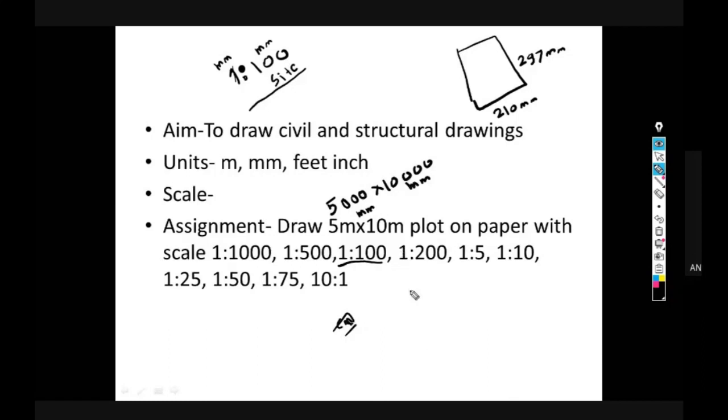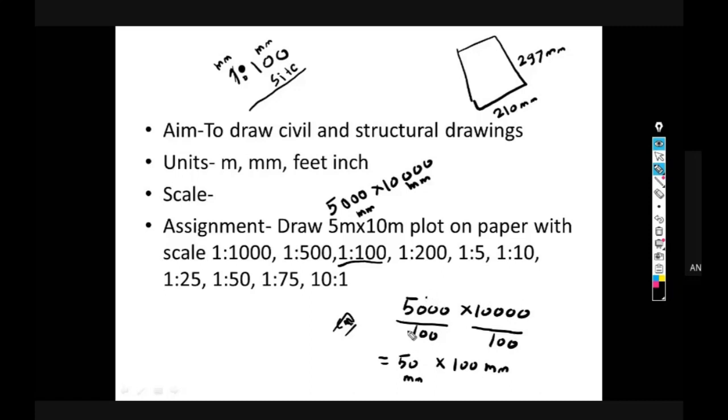So what I'm doing actually, let's say this is my 5000 and this is my 10,000 plot size. When I say this is 1:100, that means I need to divide it by 100 to convert it on the paper. So how much is this on the paper? The 5000 side divided by 100 is 50 mm, and this is also mm, and this is 100 mm. So this I need to draw on the paper.